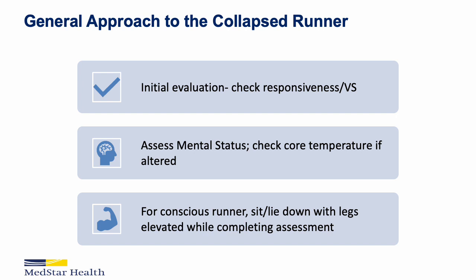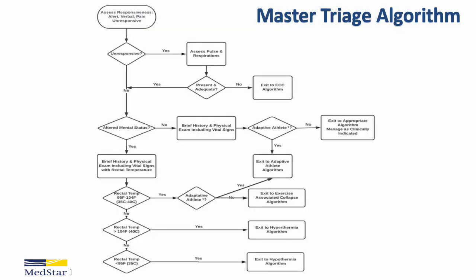We see if they're awake, alert. We're making sure that they are breathing, right? And if they're conscious, we're going to have them sit down or lie down, and we may even elevate their legs while we complete the rest of their assessment. We'll get a QR code as we get close to the event that gives you access to all of our race day algorithms. Those algorithms flow very similar to the CPR or ACLS algorithms that many of us are familiar with. And this is the master triage algorithm, and we're going to come back to that several times today.